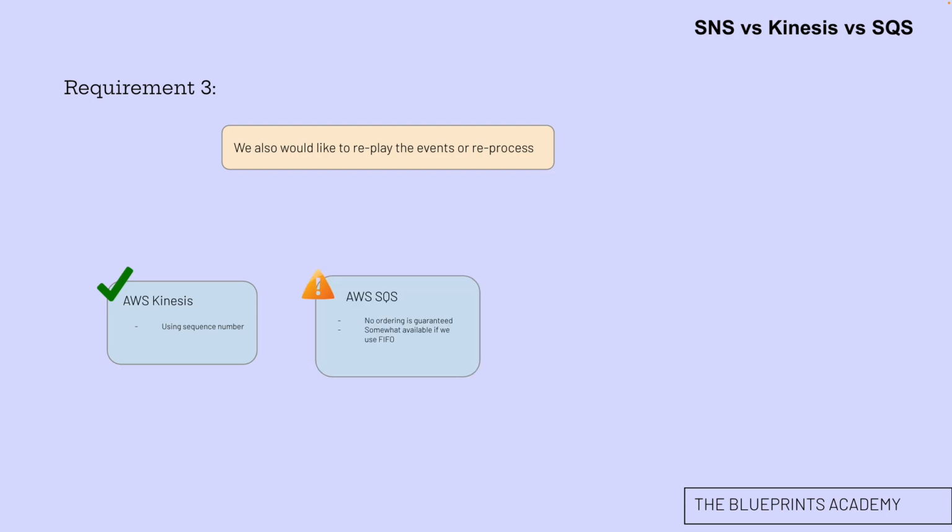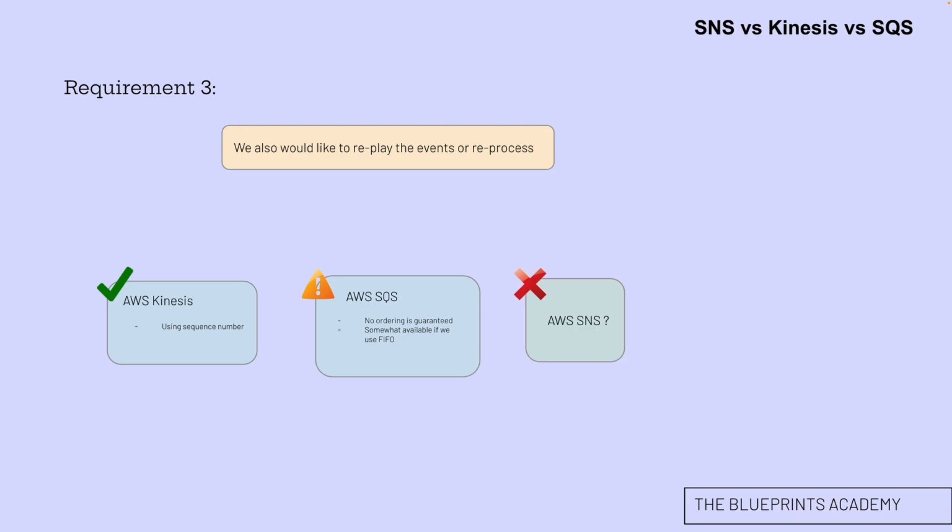In AWS SQS, it is not straightforward. With AWS SQS, we can create two kinds of queues. One is standard, another one is FIFO, which is first in, first out. If we go with FIFO, we can somewhat guarantee the ordering, but still it's not that convenient to reprocess the event. So in case of reprocessing of the event, we should always go with Kinesis.